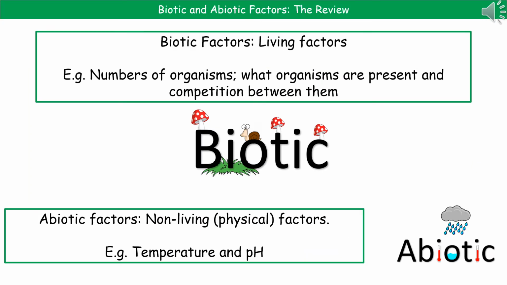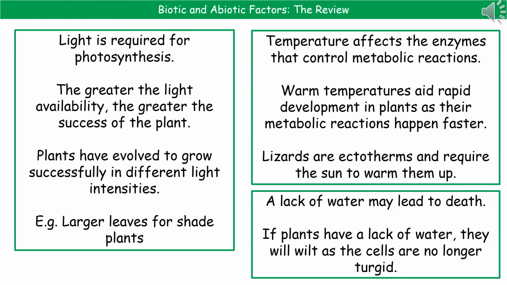There are two types of factors that could influence the organisms living in a habitat. The first one, the biotic factors, are living factors, so things like the number of organisms, what organisms they are, and any competition between them. And then we've got the abiotic factors, which are the non-living or physical factors, things like temperature and pH.